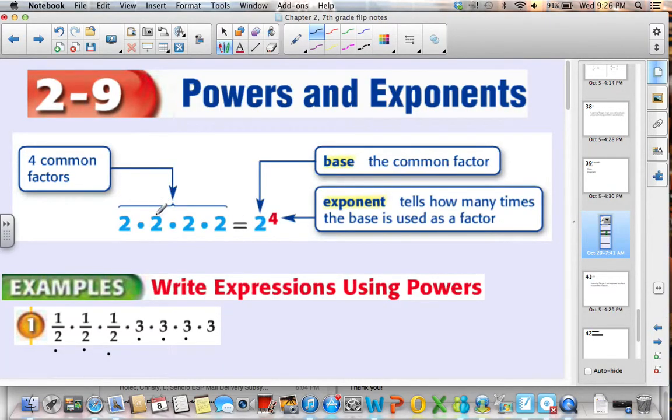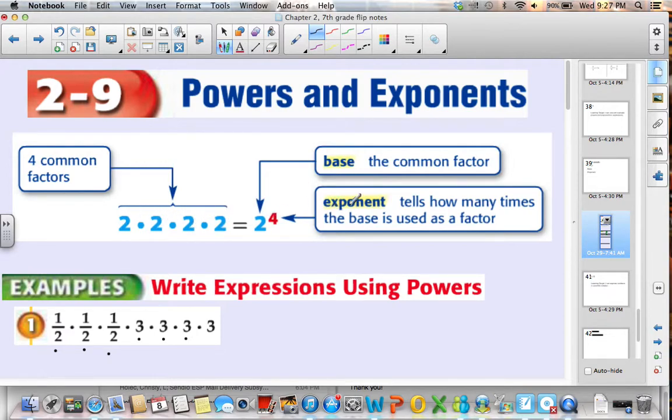Okay, so if we have 2 times 2 times 2 times 2, we can see that 2 is being multiplied 4 times, right? So those are a common factor that is being multiplied. So we can write this as 2 to the 4th, which I know that you've done before. So 2 is our base because that is our common factor. That's the number that's being multiplied over and over.